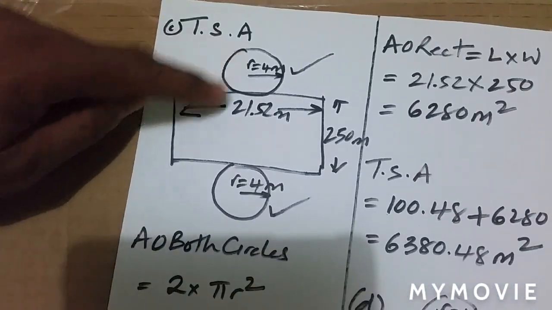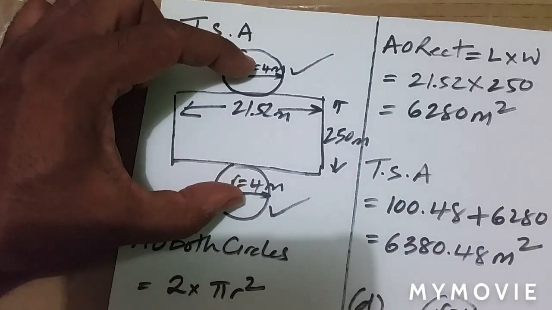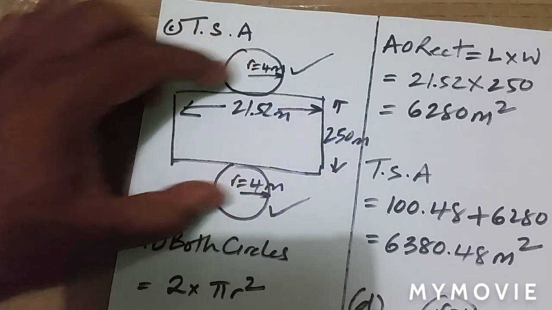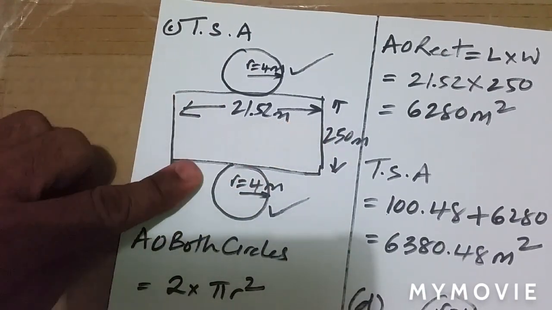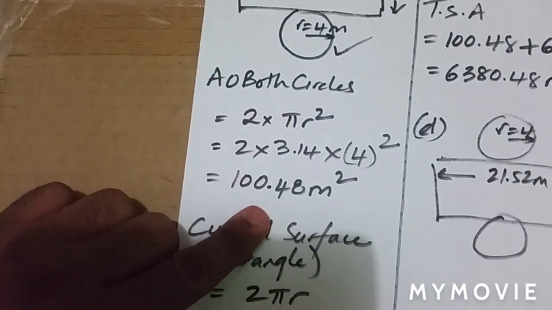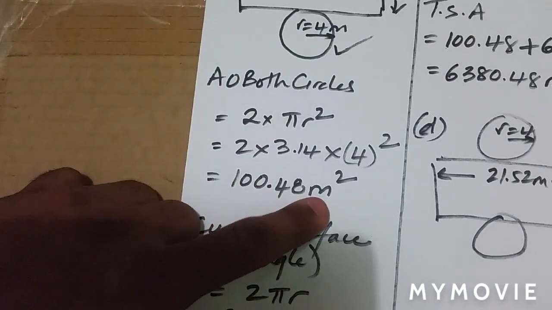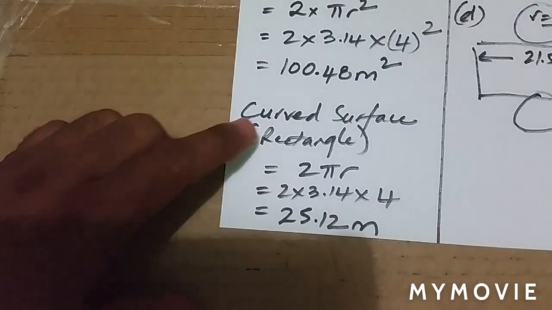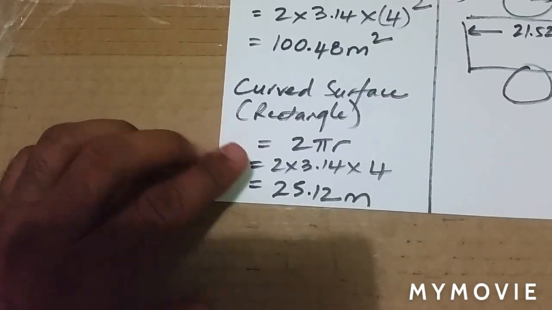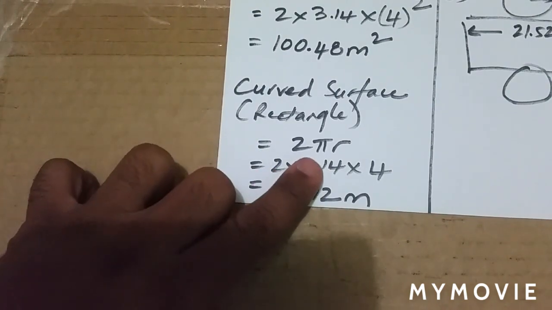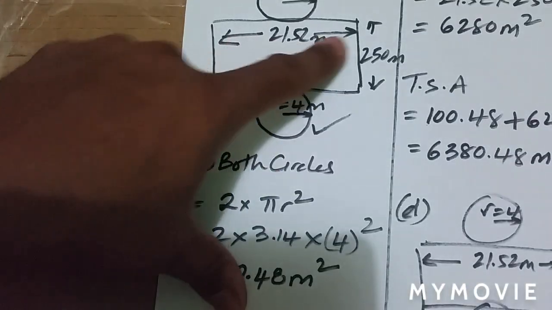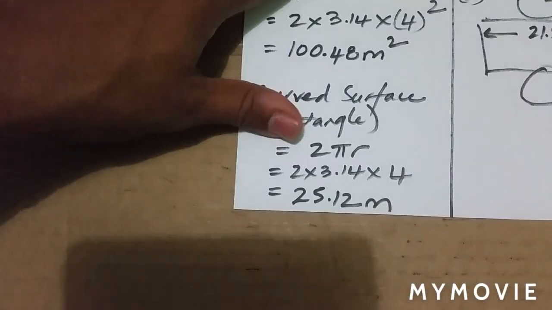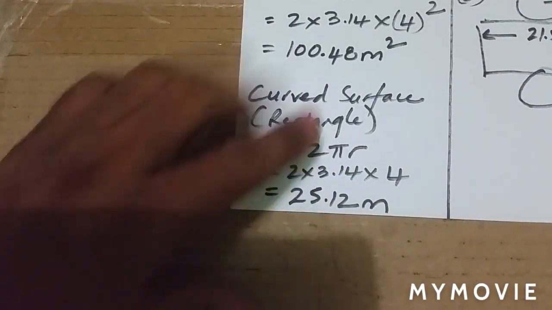Pretty straightforward. So total surface area would be the area of all the faces: the two circular faces, and the curved surface area here. The area of both circles would be 100.48 meters squared. Two circles, so it's 2 times pi r squared. And the curved surface here is a rectangle, so we would need to find this length here, which is 21.52, and that represents the circumference of a circle.